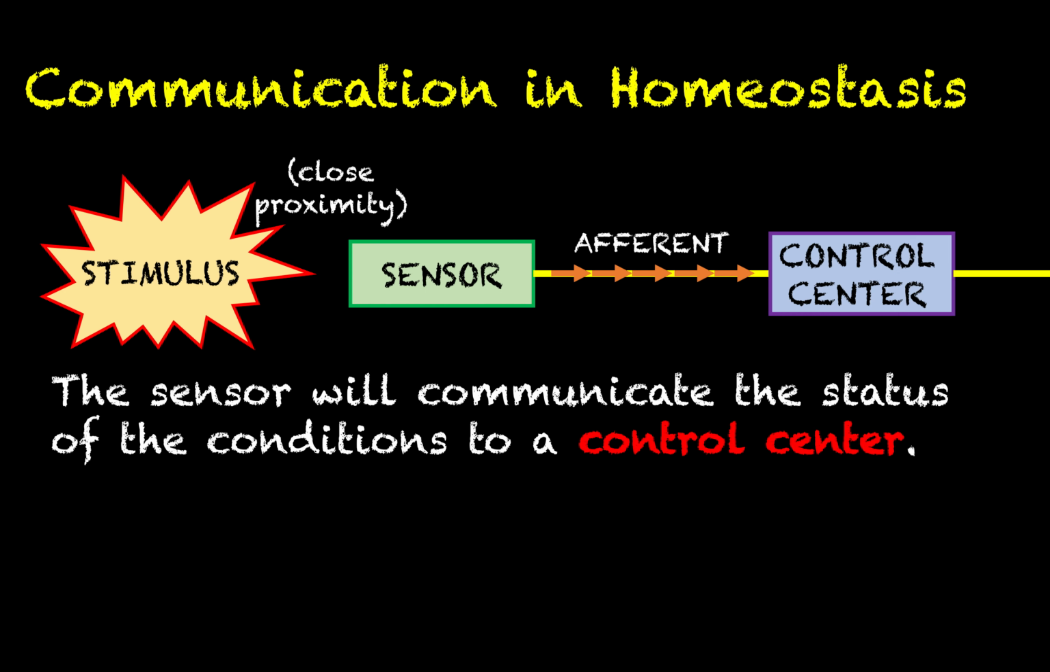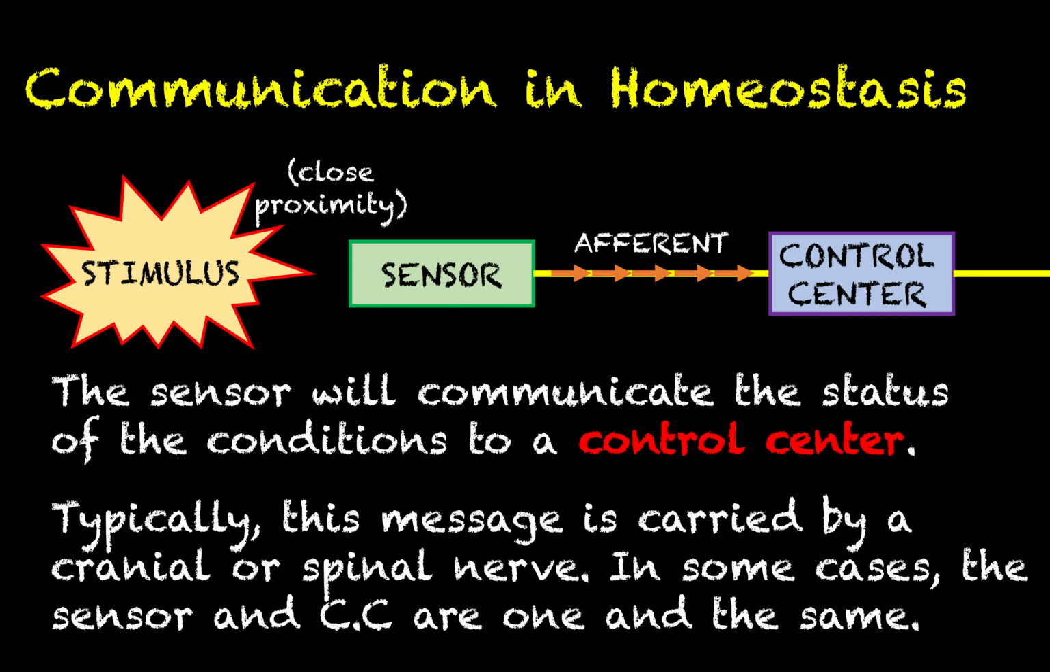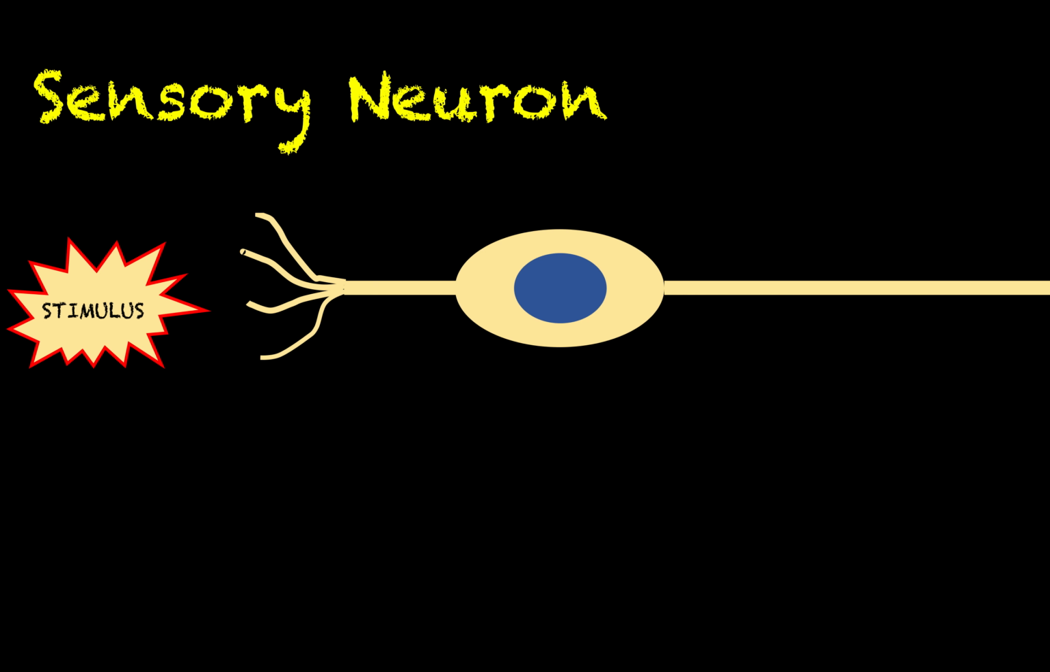So the sensor will communicate the status of the conditions to a control center, and typically in most cases, when a sensor communicates to a control center, this message is carried by either a cranial or a spinal nerve. A cranial nerve carries messages into and out of the brain directly, and a spinal nerve carries messages into and out of the spinal cord. We're going to see examples in the future where the sensor and the control center are one and the same. Some sensors are actually embedded within the brain itself.